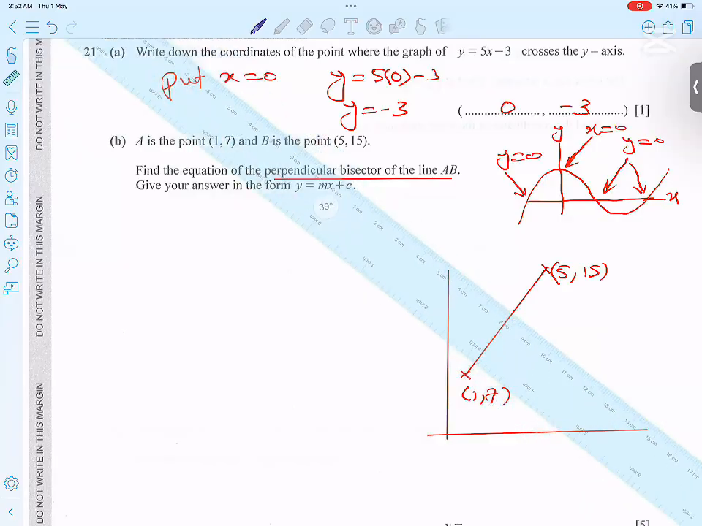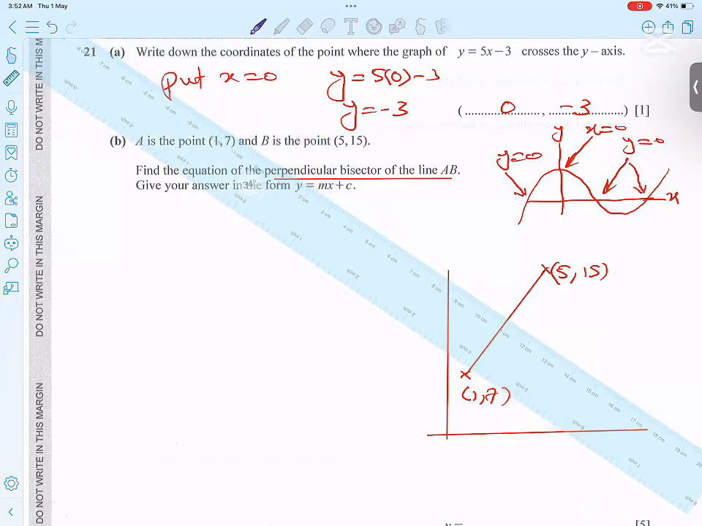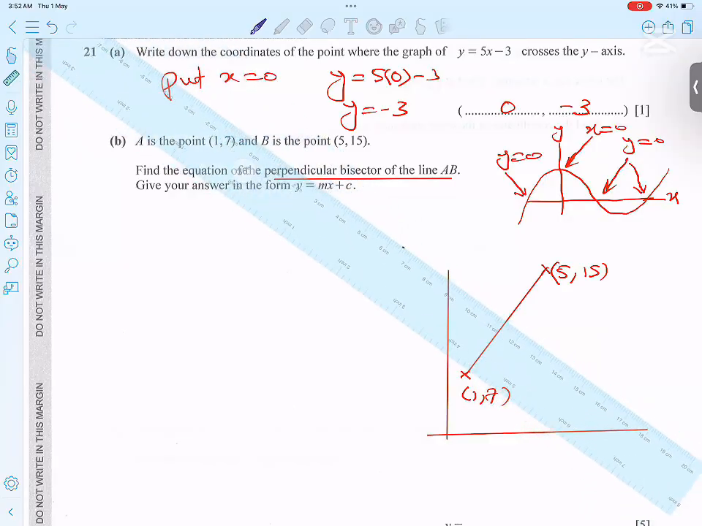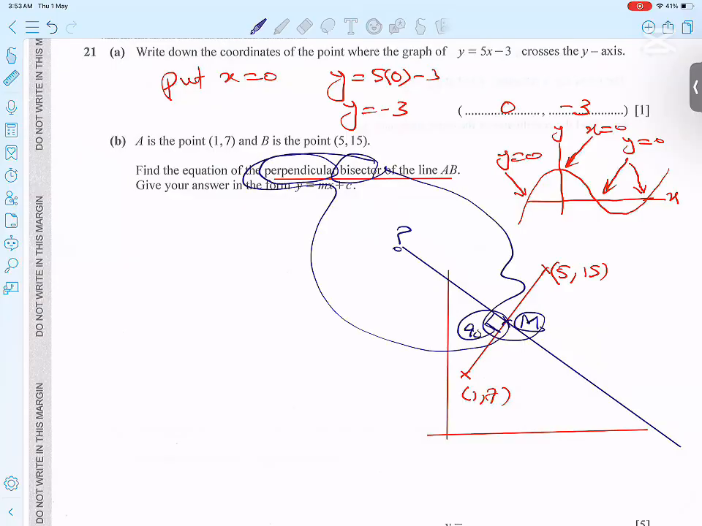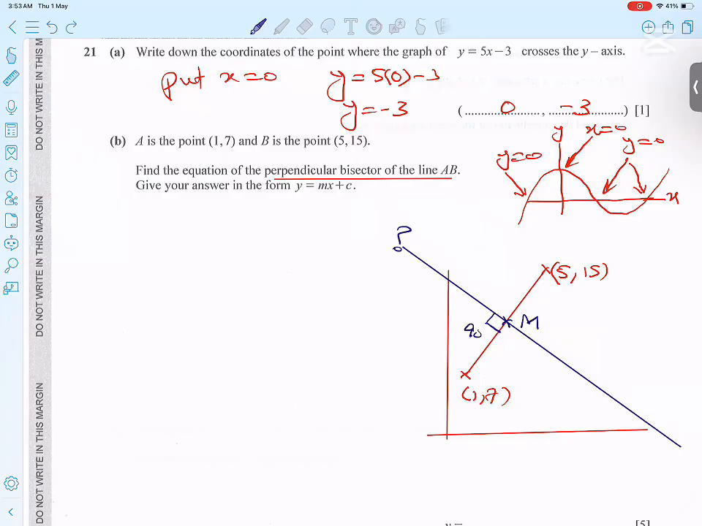It is called a perpendicular bisector. So you can see this line making 90 degrees and passing through the midpoint M. This is the line we are looking for. So find the equation of the perpendicular bisector: perpendicular means 90 degrees, bisector means midpoint. And we're looking for the line in this format. So let's try to do it.